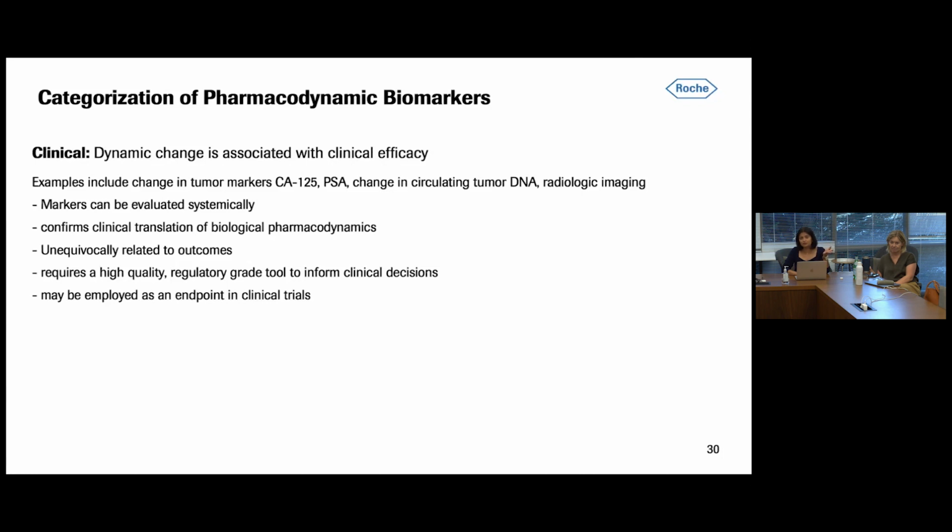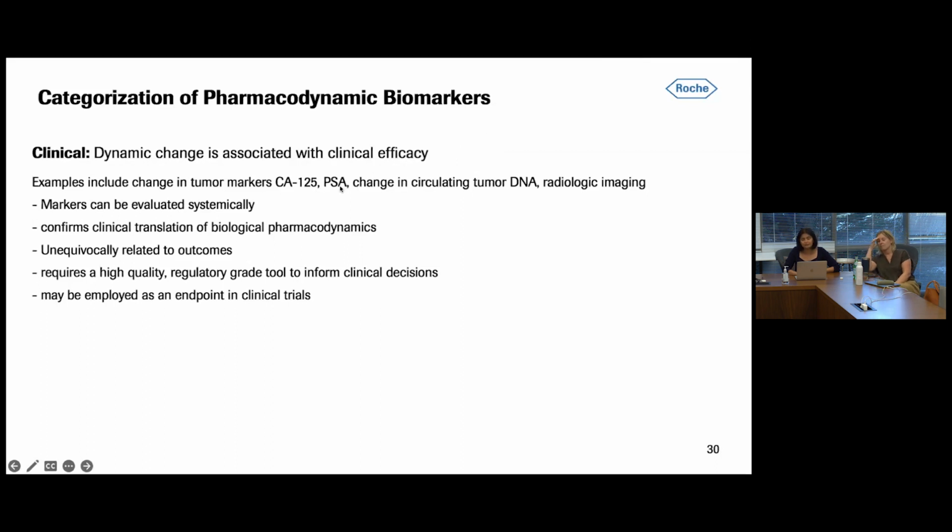Examples of clinical biomarkers include changes in tumor markers. Example, I don't know if you know what CA125 is. It is a cancer antigen that's expressed on the cell surface of every ovarian cancer tumor, and it's shed in plasma. And is in fact one of those examples that Heleen mentioned. It's a prognostic biomarker. It can also predict clinical efficacy, and it's a pharmacodynamic biomarker. It's used often in ovarian cancer clinical trials to determine if a drug is doing something and as a clinical endpoint in clinical trials.